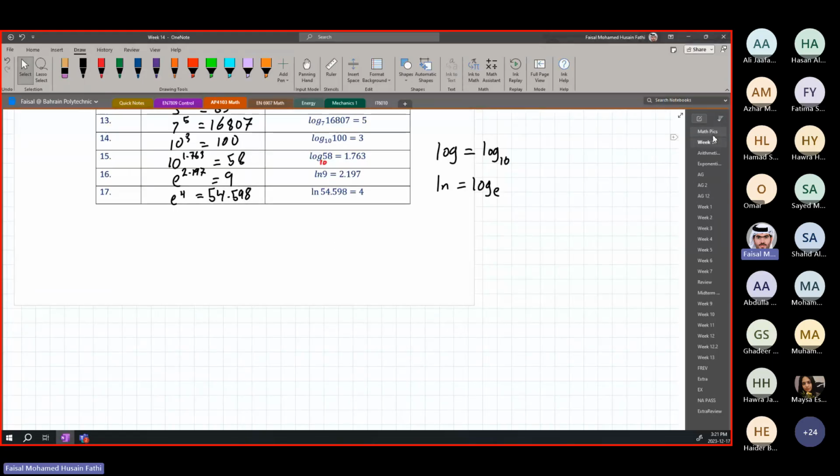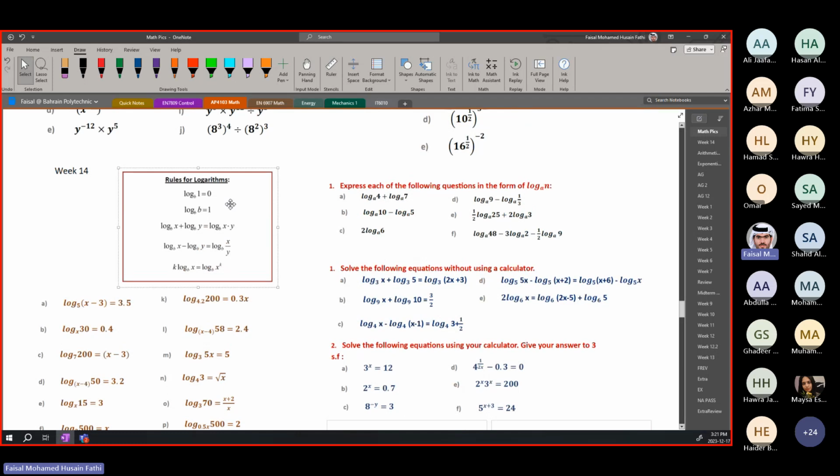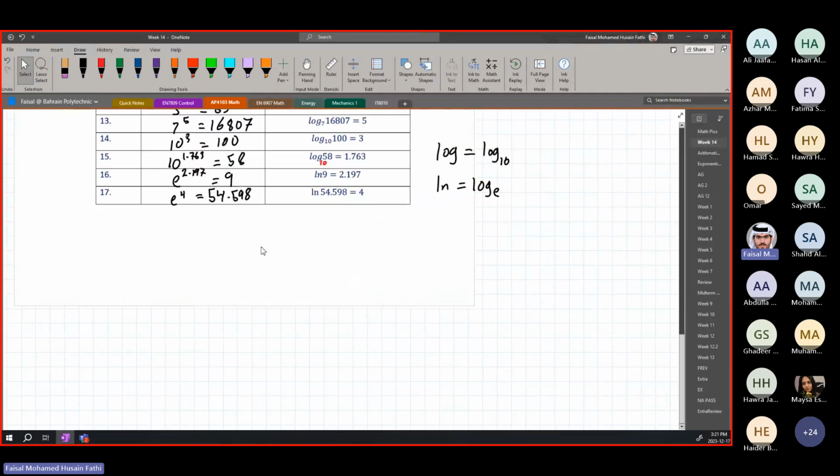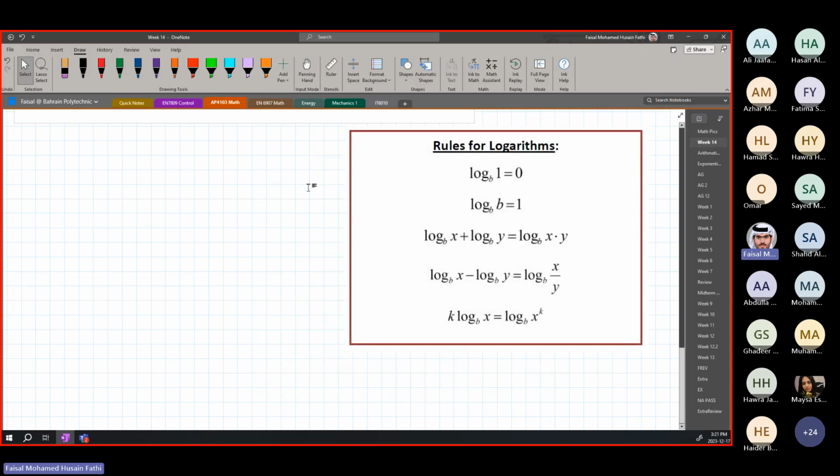So we can move on to solving some more interesting equations. Before solving equations, let's look over the rules for logarithms. All right? The rules for logarithms. So let's start by reminding ourselves of the rules of exponents. This is all derived from the rules of exponents.